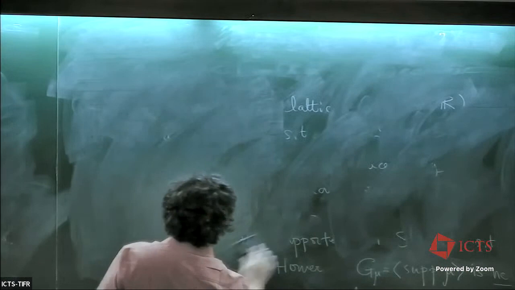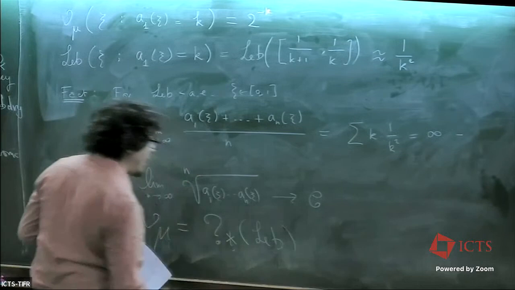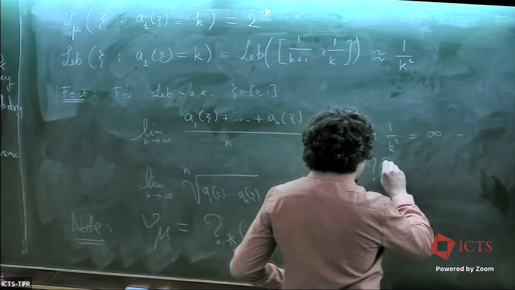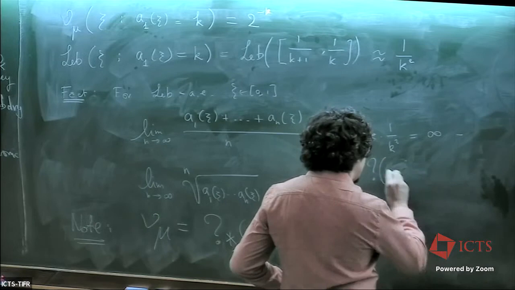Okay, so let me finish also this example, since I promised Mahan. The other thing you can note is that the harmonic measure can be written as the push forward by the Minkowski question mark function of the Lebesgue measure. And the Minkowski question mark function is the map that maps a number which is written in continued fractions. Let's say we define it on 0, 1.